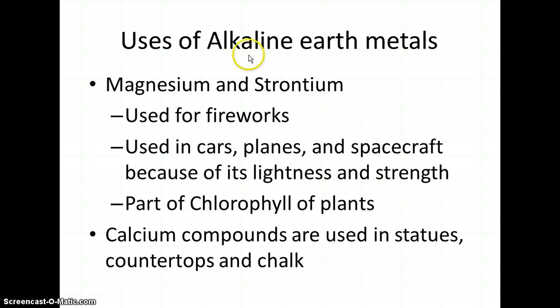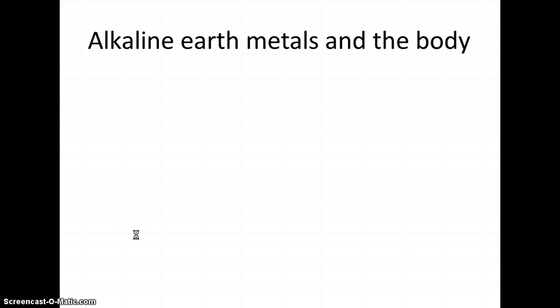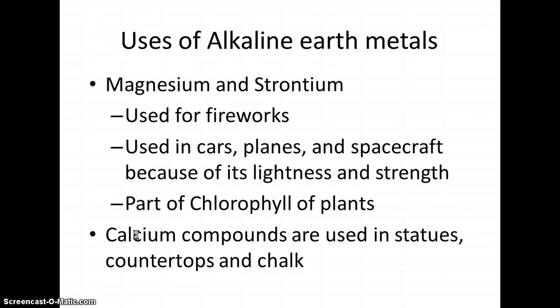Another one of the alkaline earth metals, calcium, is in our calcium compounds. Calcium we use to make statues. Any statue that you see in yards, like the little yard gnomes, those are statues made out of calcium. Some countertops are made out of calcium, and even chalk. The regular old chalk that we use to write on chalkboards is made from a calcium compound.